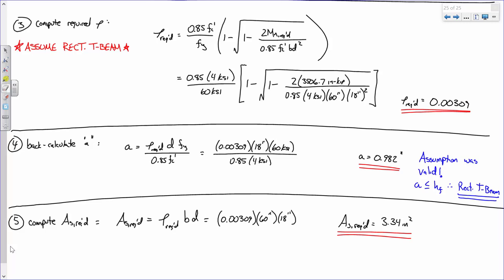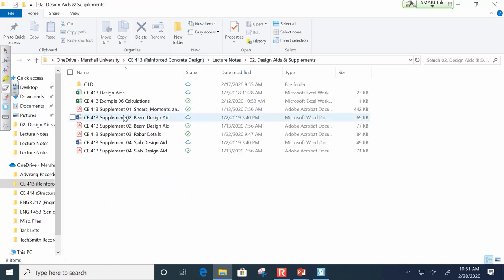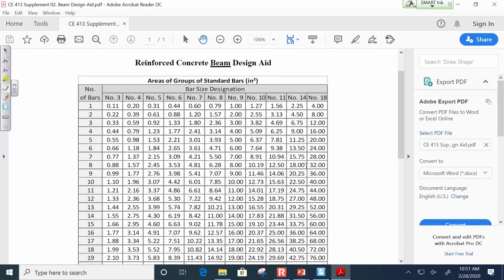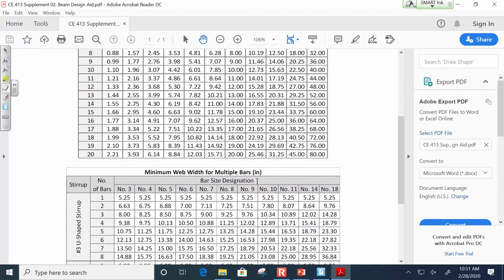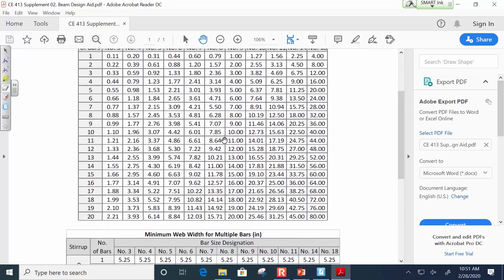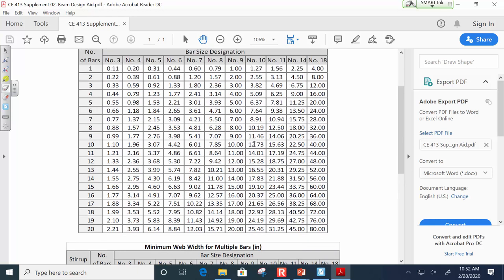So what do you do from there? Well, how wide is the web? Remind me, how wide is the web? 12 inches. Okay, so go here and say, all right, 3.34. I don't know, maybe we use six number sevens. Will six number sevens fit? Nope. Five number eights, nope. Four number nines, nope. Three number tens, well, three number tens will work because it has an area bigger than that. It will fit in a 12 inch width, and there's no other option that gives you less steel, right?